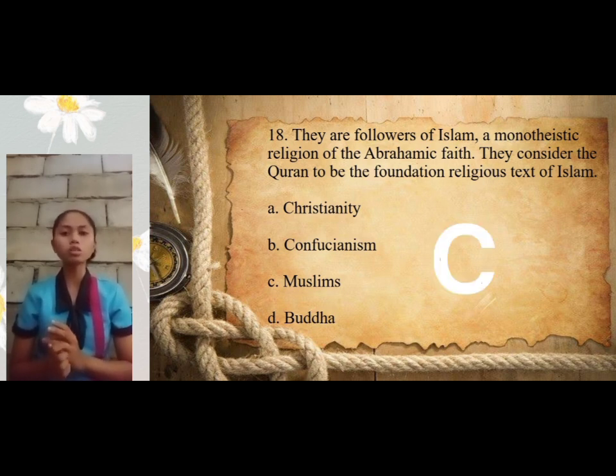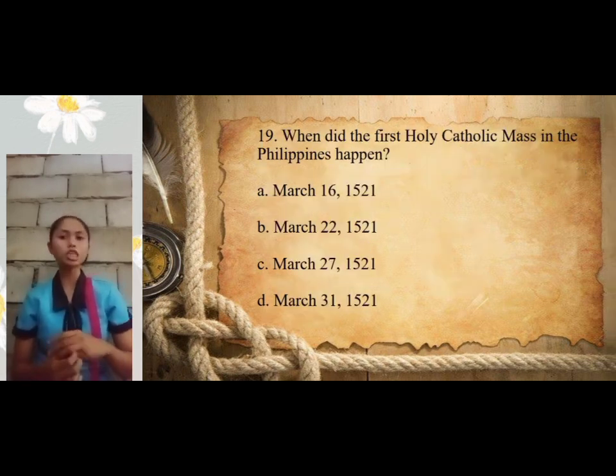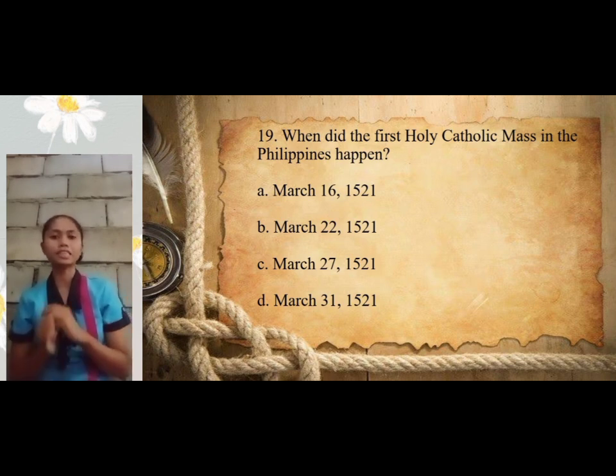So the followers of Islam are called Muslim, which means those who have surrendered themselves or believers of the divine message. Historically, one became a Muslim by following the teachings of Muhammad. So let's proceed to number 19.